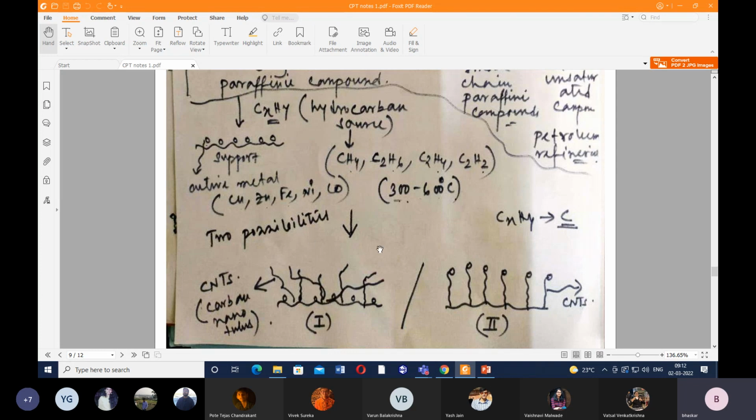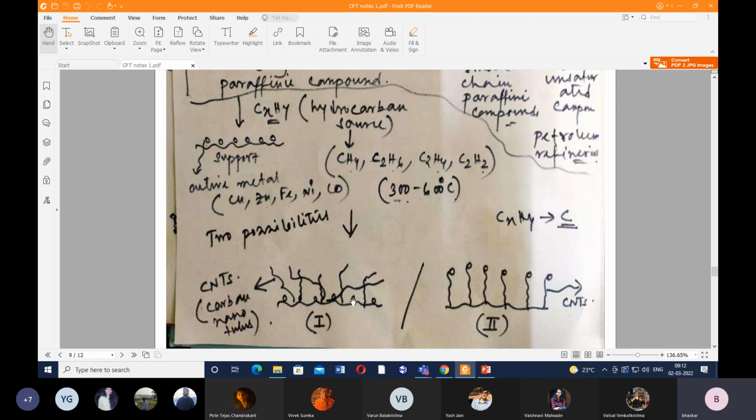But in the case of platinum based catalysts or noble metal based catalysts, in most of the cases we have seen a growth arrangement where platinum or these active metals do not capture the tip of the carbon nanotubes. They remain adhered to the surface of the support material itself.